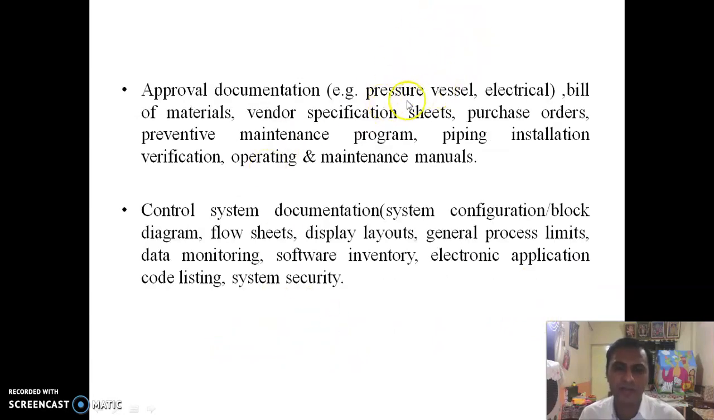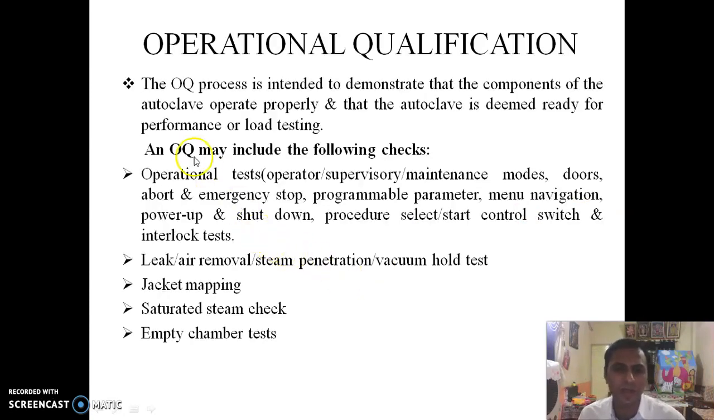Approval documentation, for example: pressure vessel, electrical supply lines, bill of materials, vendor specification sheets, purchase order, preventive maintenance program, installation verification, operating and maintenance manuals, control system documentation, system configuration, block diagram, flow sheets, display layouts, general process limits, data monitoring, software inventory, electronic application, code listing, system security. Next, operational qualification.